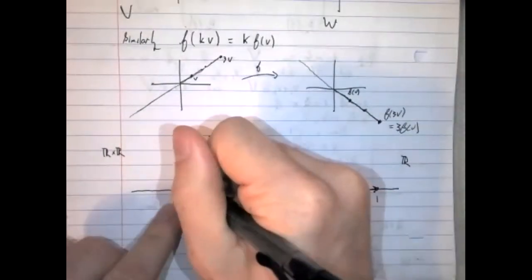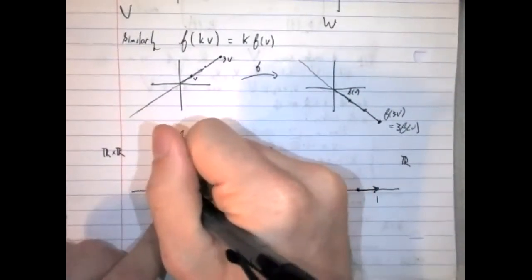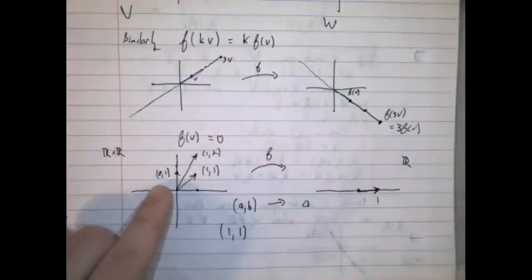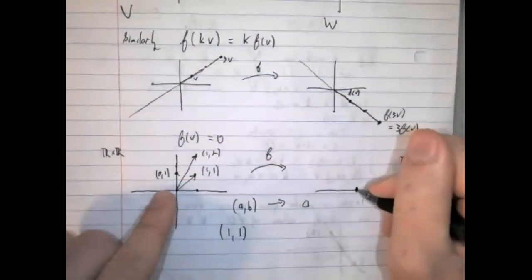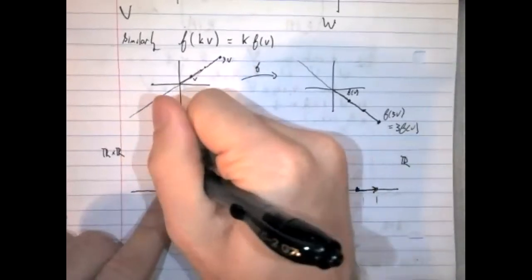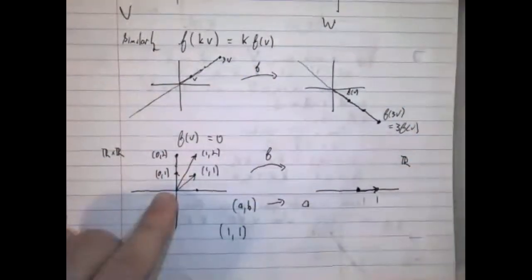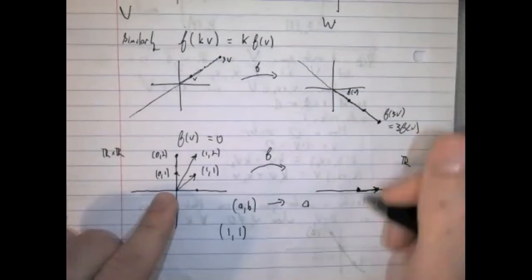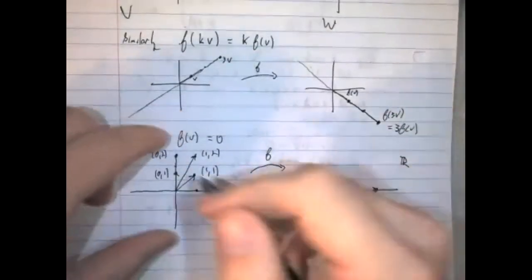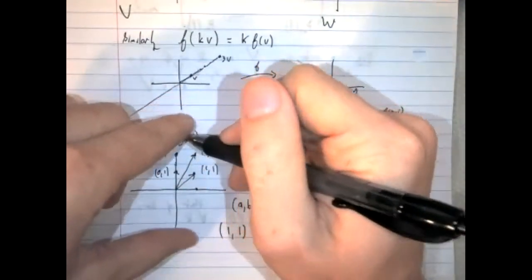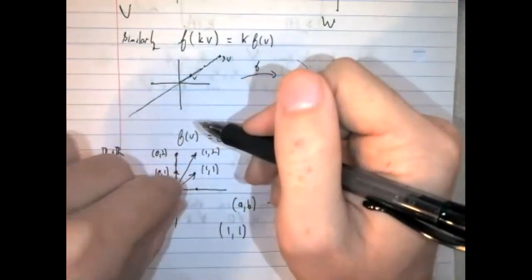How about the vector 0, 1? It would go to 0. How about the vector 0, 2? Also go to 0. So you see that what I have done is I've collapsed this whole line onto the 0 point.